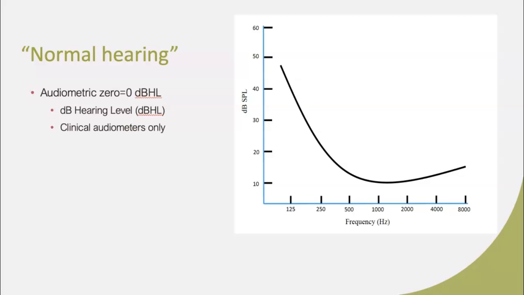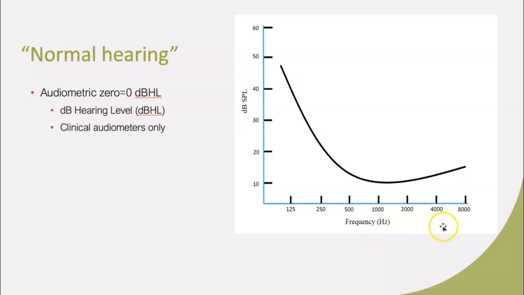0 dBHL does not mean the absence of sound. The decibel hearing level, that's what HL stands for. That system was created for audiometers, for hearing testing devices. And so at 0 dBHL, you will have various sound pressure level values, or 0 dB SPL. So let's put these two together.